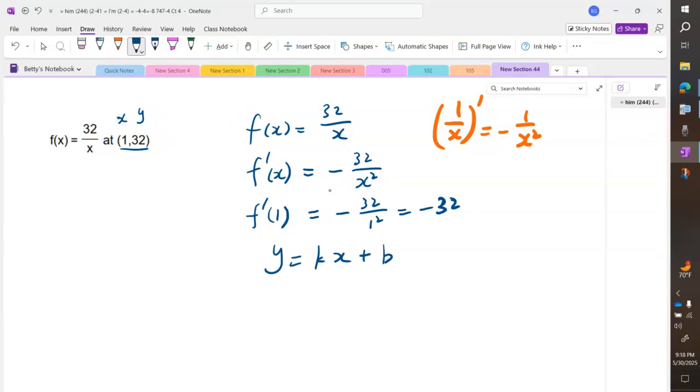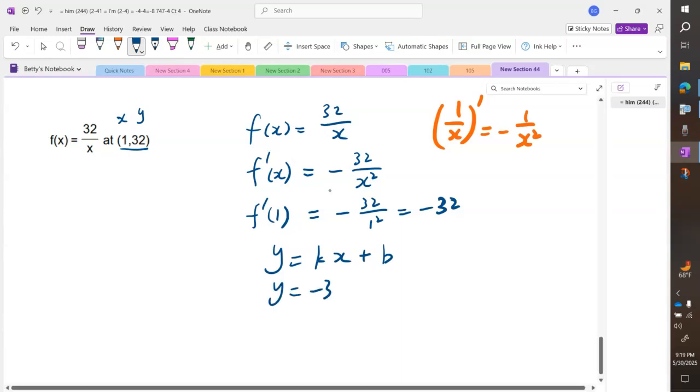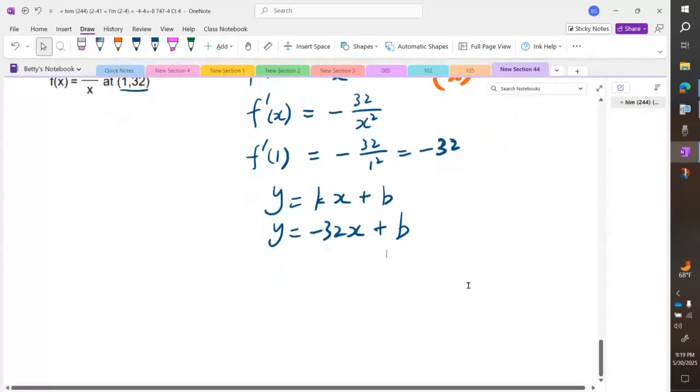of the tangent line. Let's say the tangent line is y equals kx plus b. We should be very familiar with this formula, right? That's the slope-intercept form of a straight line. Now we have f prime of 1 is negative 32. That means the slope of the line we're looking for is negative 32. If we can find the value of b, then we are done. The equation is found. How do we find the value of b?